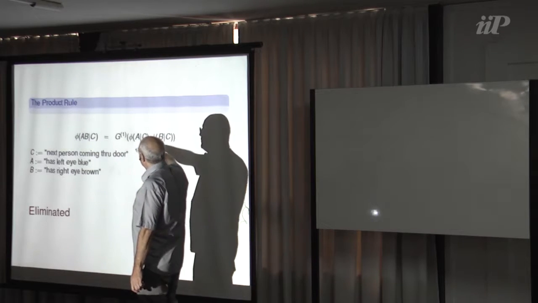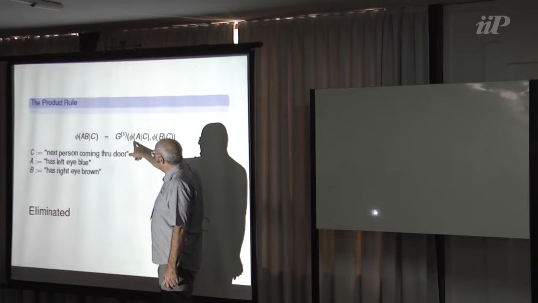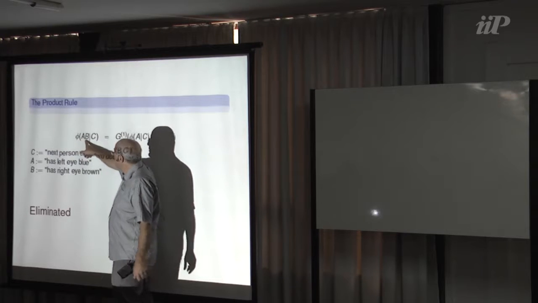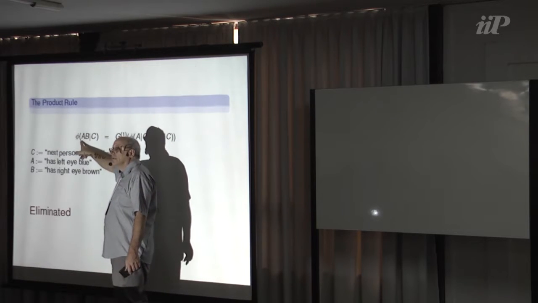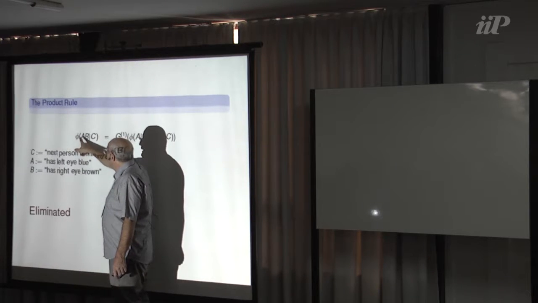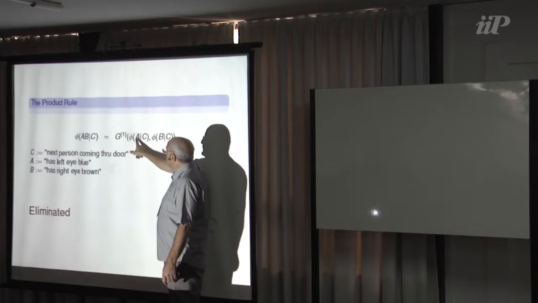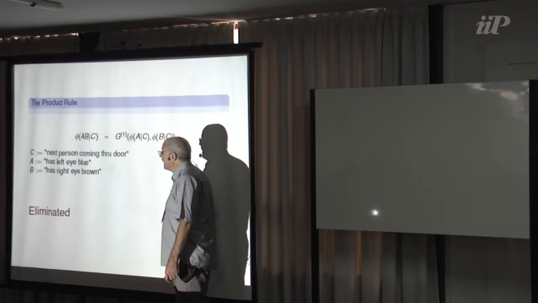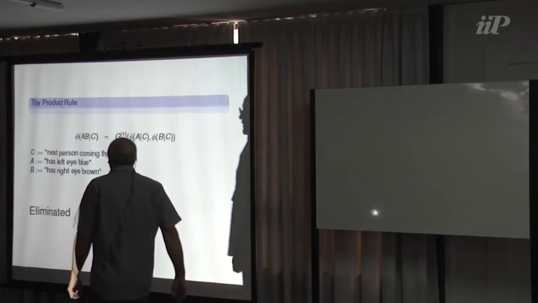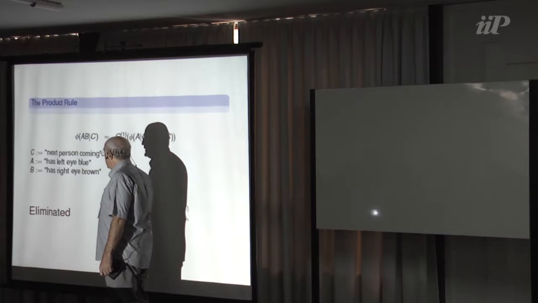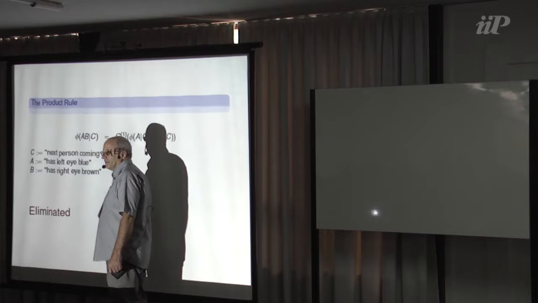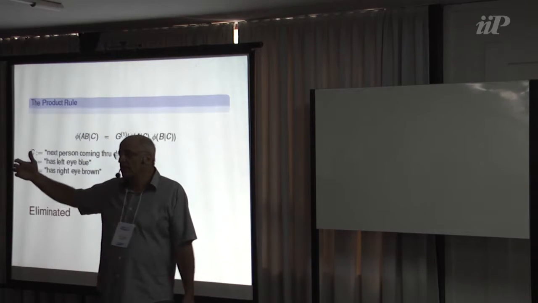Okay? So I'm going to look at candidate number 1. I'm proposing to consider that the conjunction A and B is just a function of my belief in A and my belief in B. So imagine how this theory would work. I say C is the next person coming through the door, and A is this person has a left eye blue and a right eye brown. It might be very likely that people coming through the door have a left eye blue, and it's very possible that they have a right eye brown.